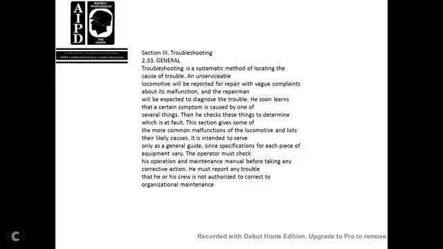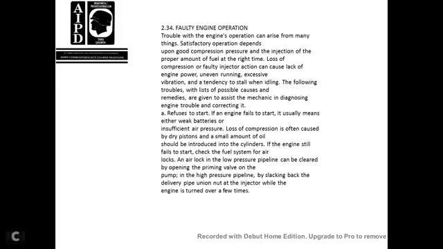He can check these things to determine what is at fault. In this section, some of the most common malfunctions of a locomotive are listed, with the things that are likely to cause them. This is intended to serve as a general guideline, as specifications for each piece of equipment vary. The operator must check his operation and maintenance manual before taking any corrective action. He must report any trouble that he or his crew is not authorized to correct to organizational maintenance.